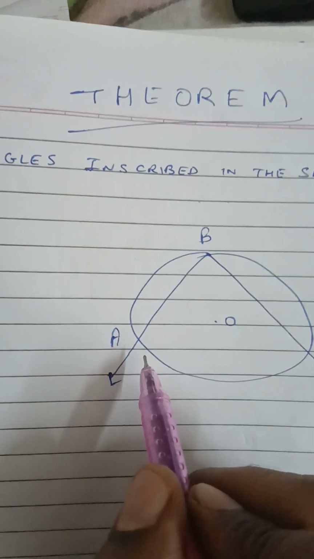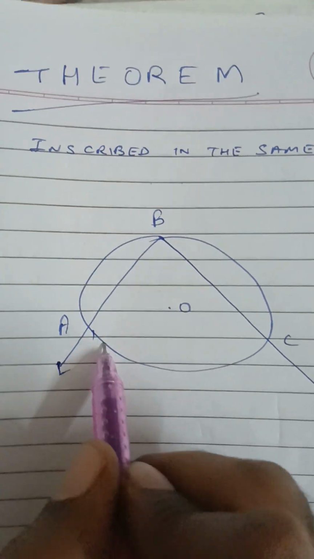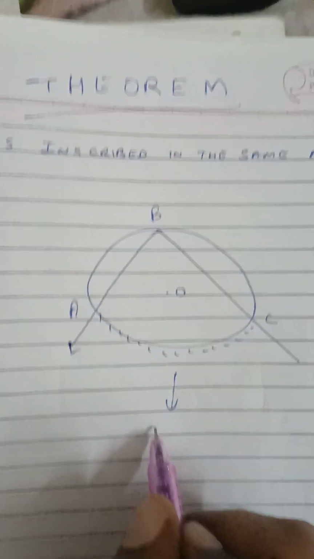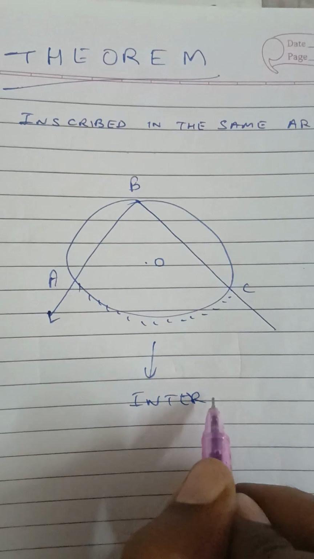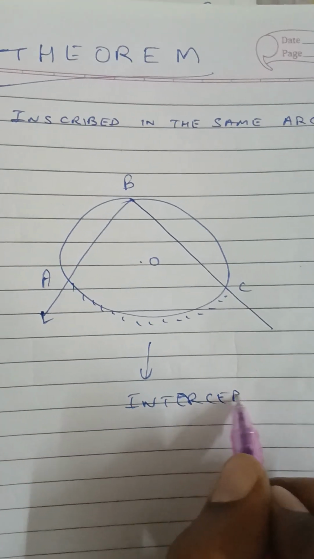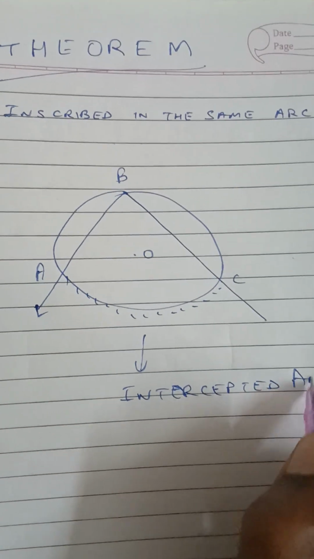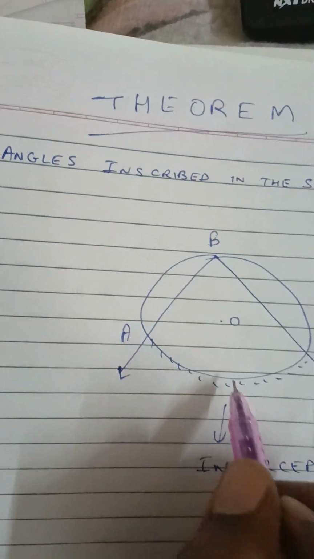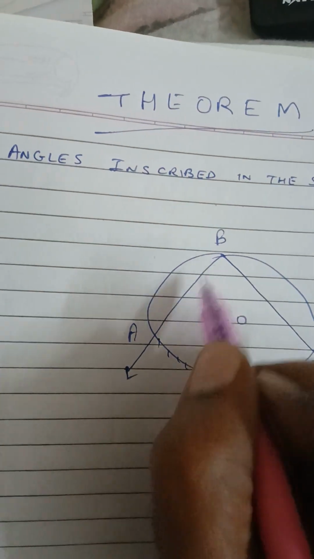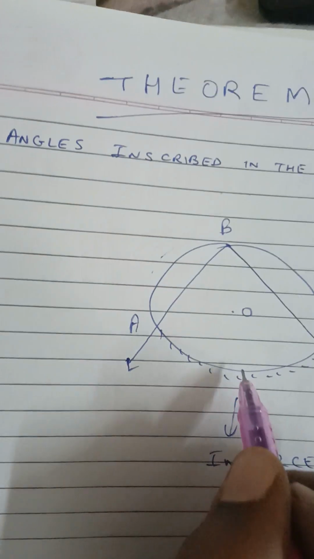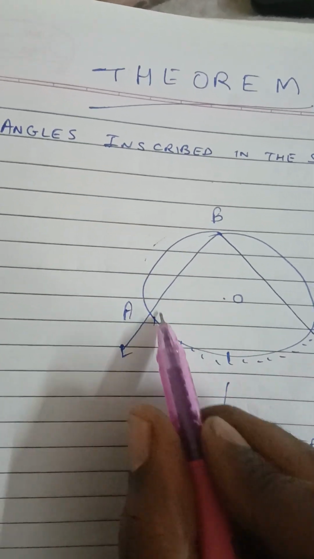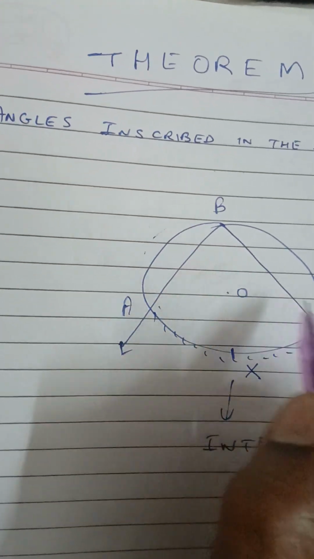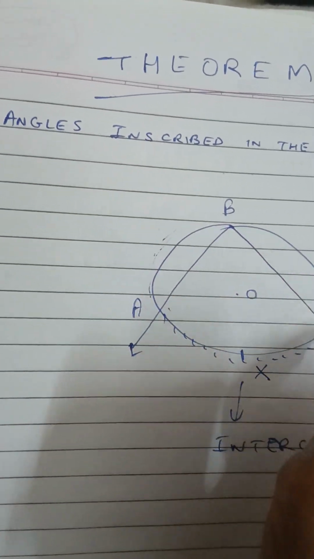Angles inscribed in the same arc. Now this arc is known as the intercepted arc. An angle ABC is inscribed in the arc ABC. I name this arc as AXC. The angle ABC is inscribed in the arc ABC.